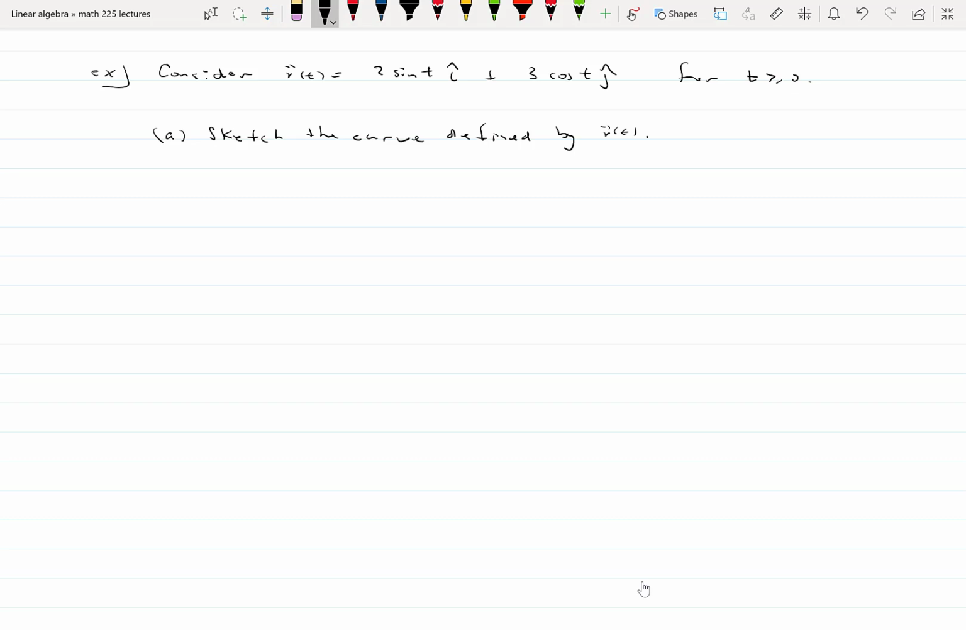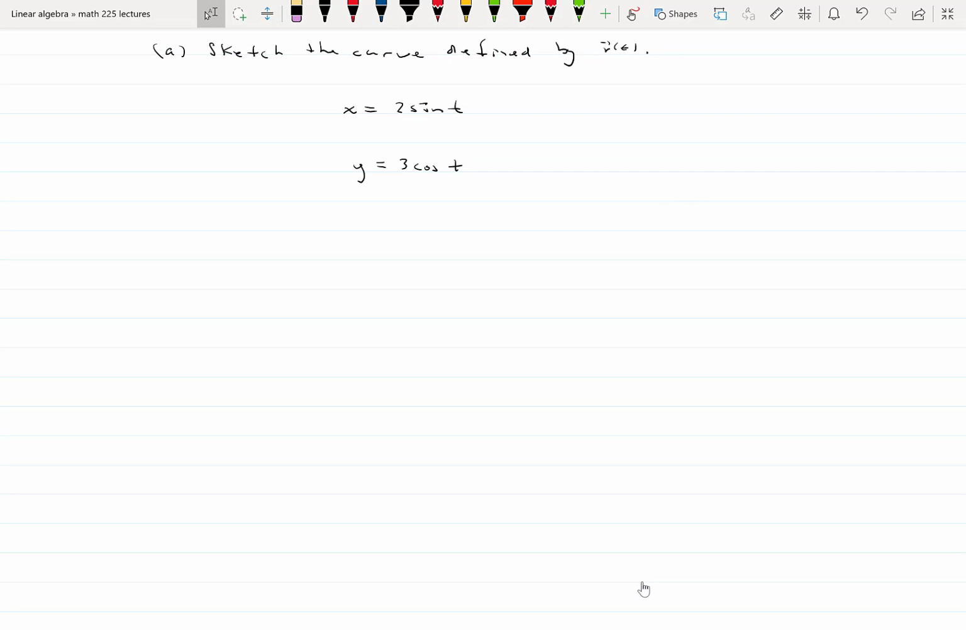So this is what we did in the last section, this type of thing. So I'm going to write the parametric equations for this vector valued function. So x equals 2 sine t, and y equals 3 cosine t. How can I get rid of the parameter? Well, we're going to use that sine squared plus cosine squared equals 1 little trick. So if I take x and divide by 2 and square that, and take y and divide by 3 and square that and add those things up, I'm going to get sine squared t plus cosine squared t, and that's 1.